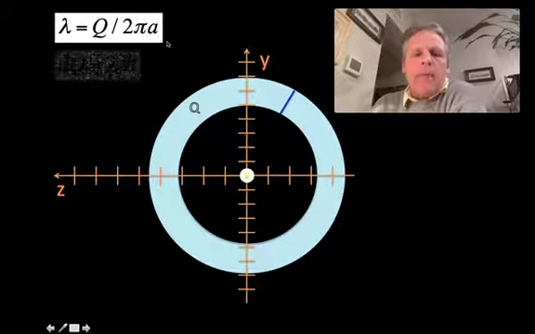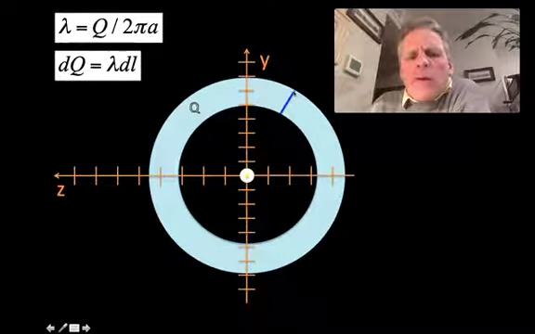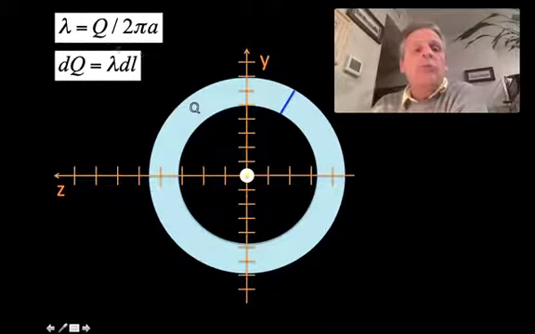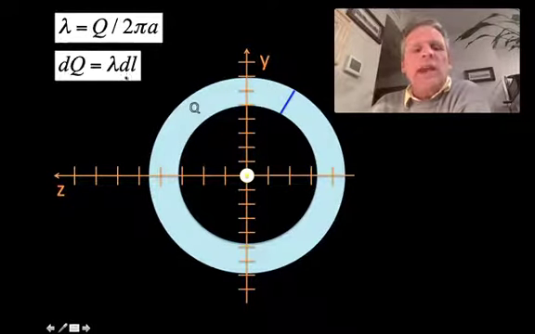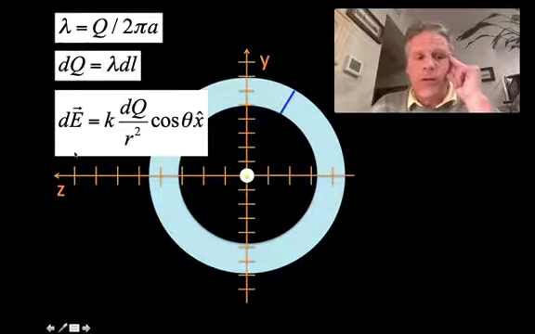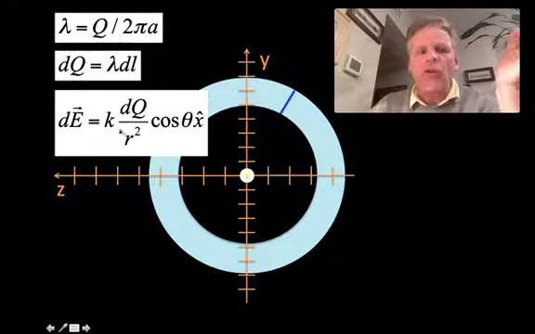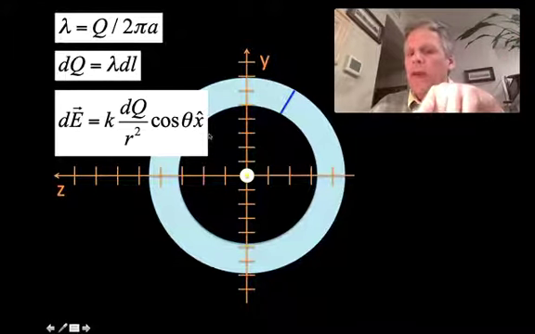Okay, then we can define a dq, the amount of charge that's in just this little strip right here, this infinitesimally thin strip. We can define that dq as being equal to lambda times dl, where dl is just some tiny little length of this circle. Well, what does that mean? It means the electric field, and this is the exact same expression we had before, is equal to k times a charge divided by the distance squared.